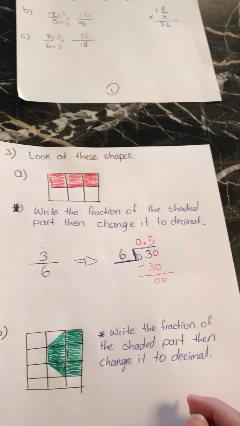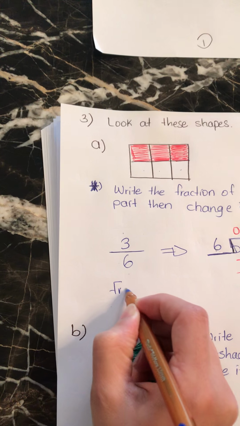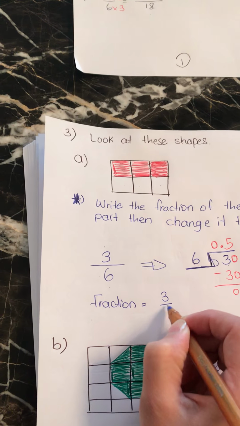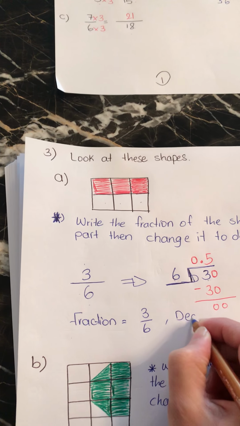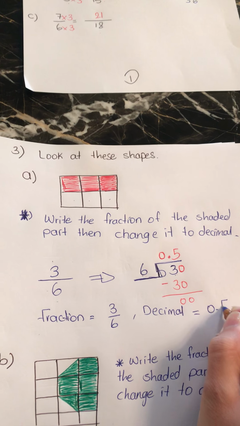0, 0. Okay, so the fraction is 3 over 6. The decimal is 0.5.